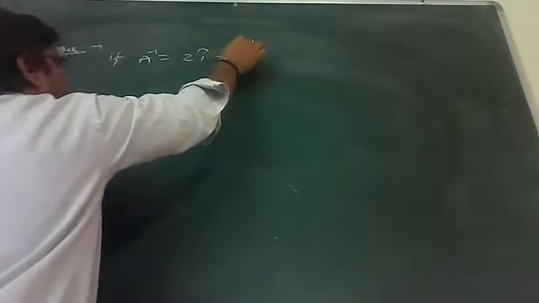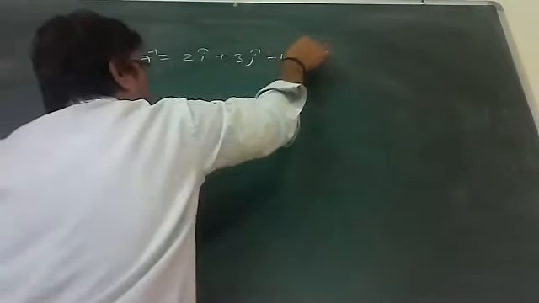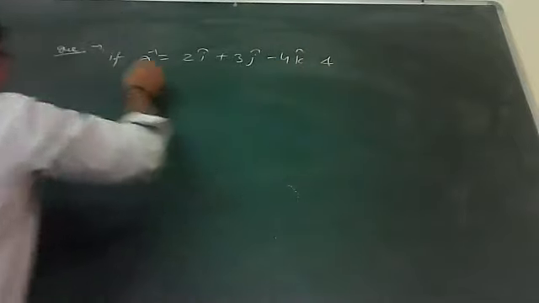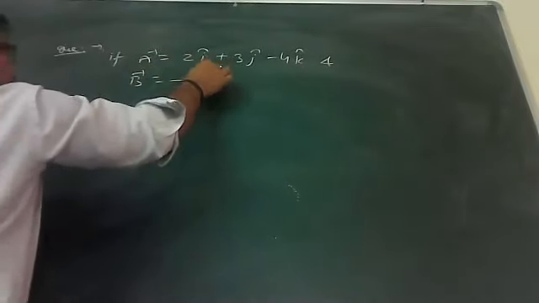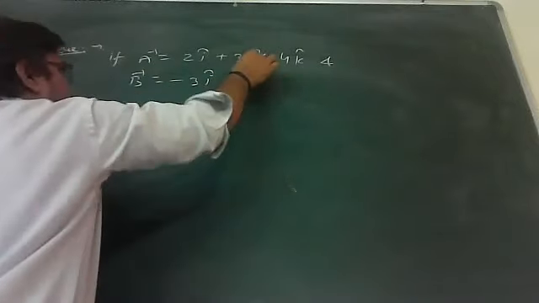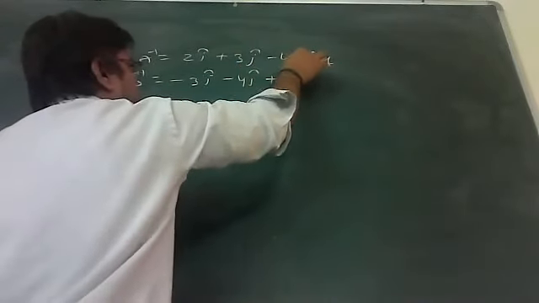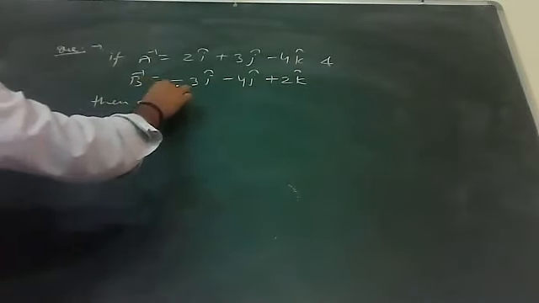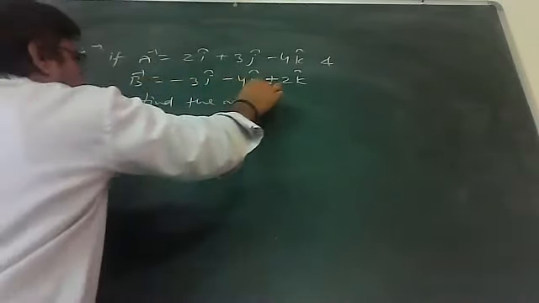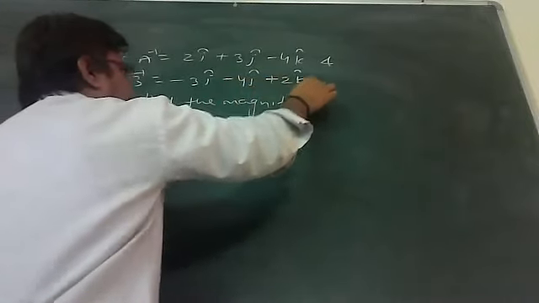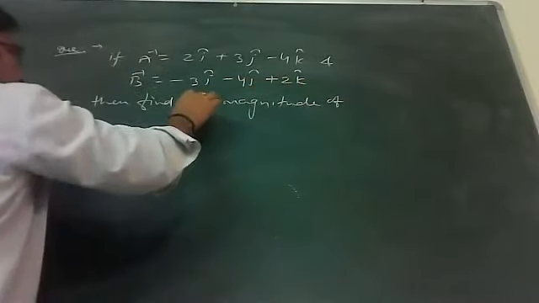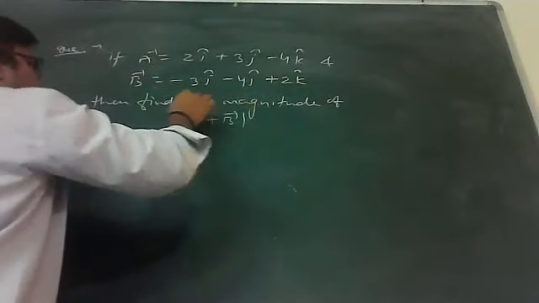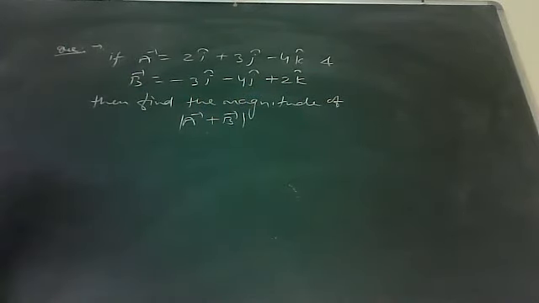If A vector is equal to 2i cap plus 3j cap minus 4k cap and B vector is equal to minus 3i cap minus 4j cap plus 2k cap, then find the magnitude of A vector plus B vector.